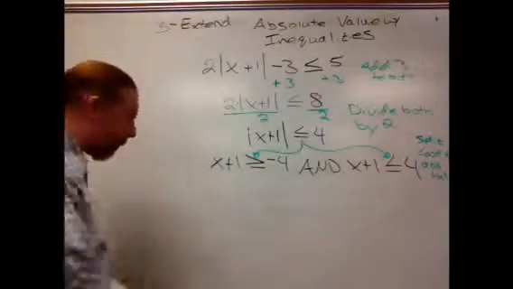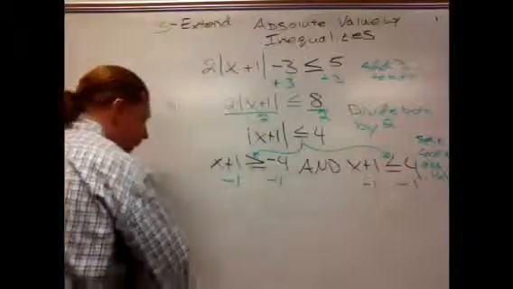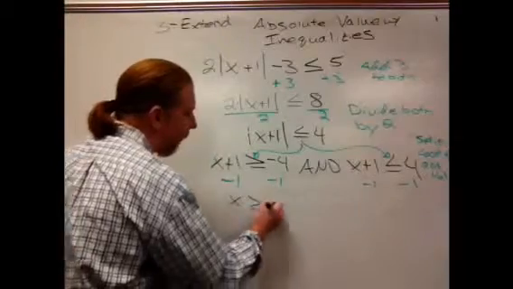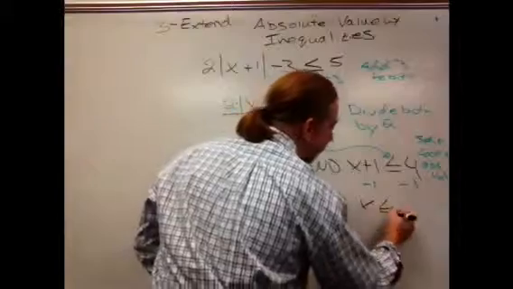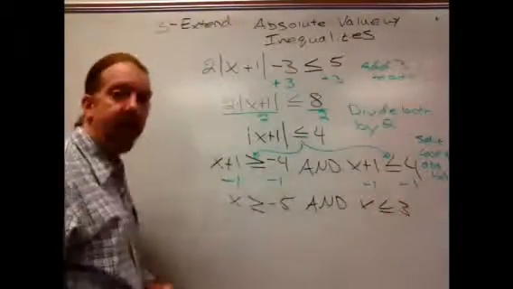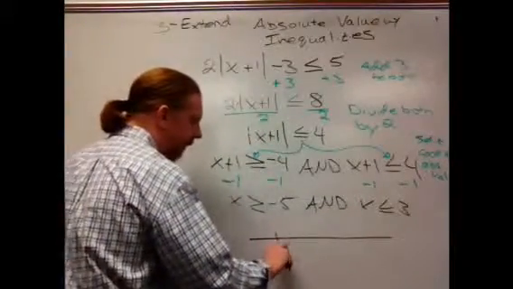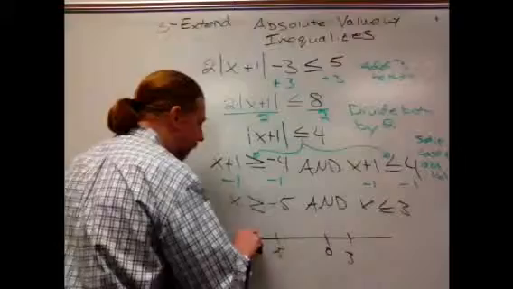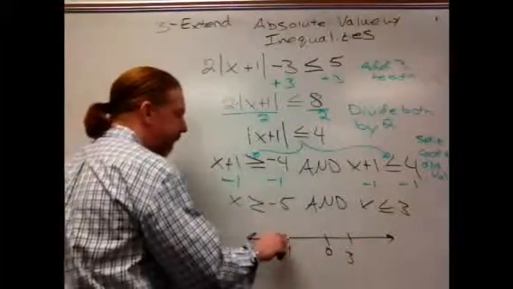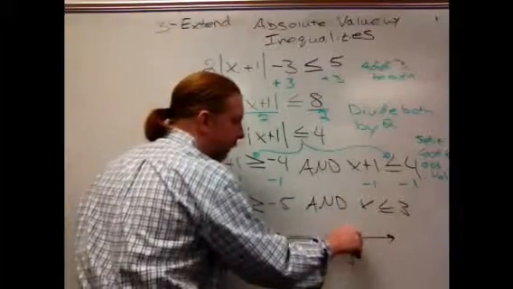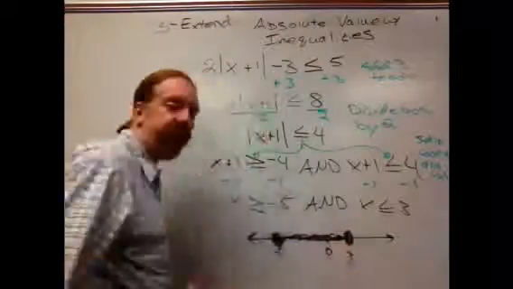And now I need to finish it algebraically. Subtract 1 from each side. And I'm left with x is greater than or equal to negative 5, and x is less than or equal to 3. Which when I graph, there's negative 5, 3, 0, arrows. It's equal to, so fill her in, equal to, fill her in, and it's an and. So I shade the middle part.